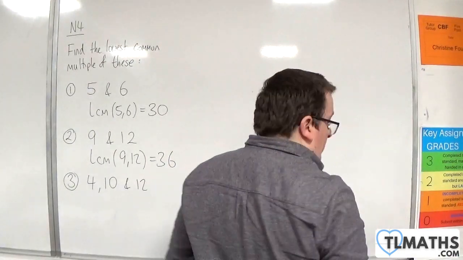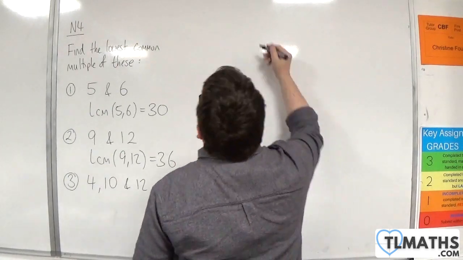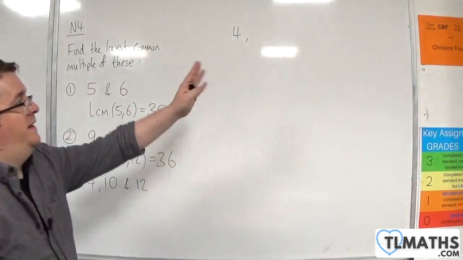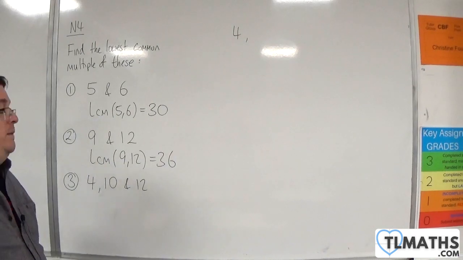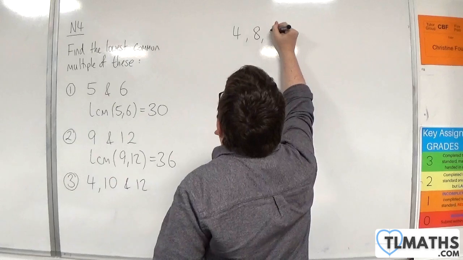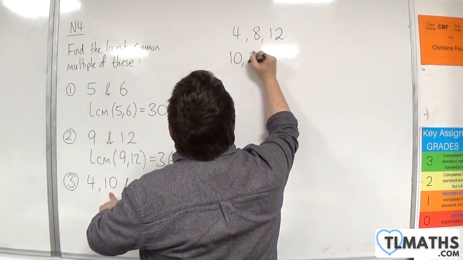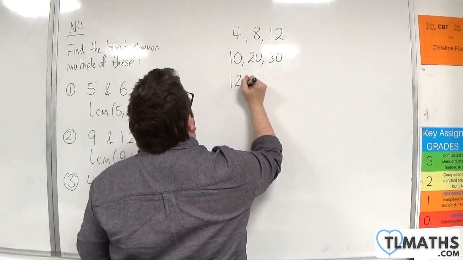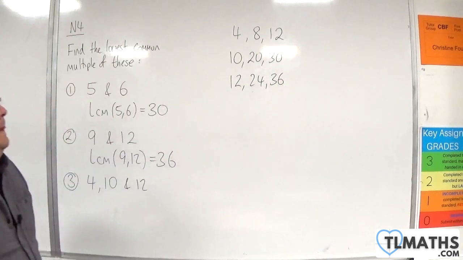Okay, so how about number 3? We've got 4, 10 and 12. So let's just say for this example, rather than writing down until I've run out of board space, I'll just write down the first 3 for each one and we'll see where we're at. So 4, 8, 12. For 10s, we've got 10, 20, 30. And for 12s, we've got 12, 24, 36.